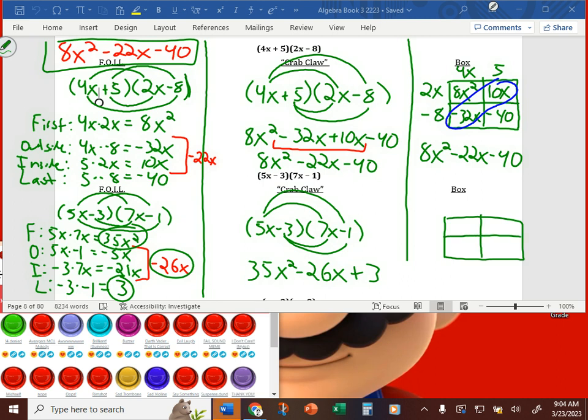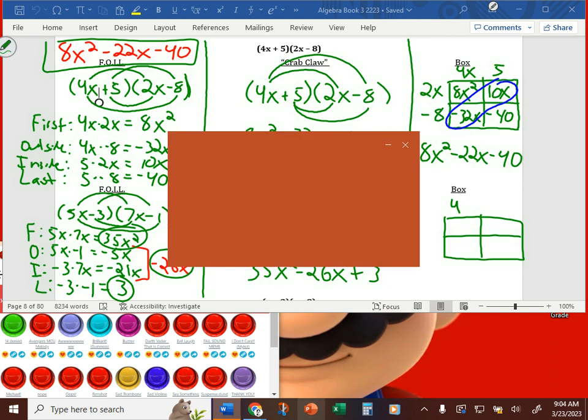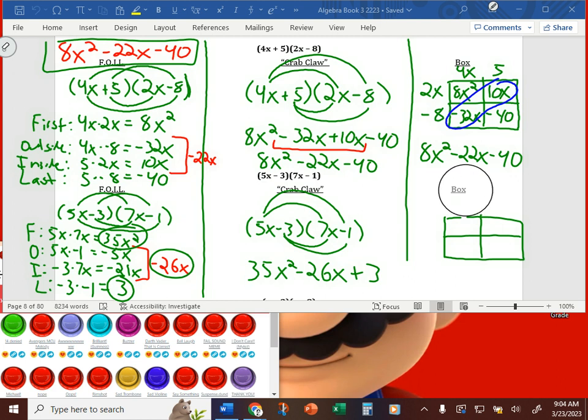Doing the box method here. 4x and 5 across the top. Actually, I already did it. Let's put 4x and 5 down the side this time, just to spice things up. That top left box, again, 4x and 2x, 8x squared. Top right box, 4x and -8, -32x.